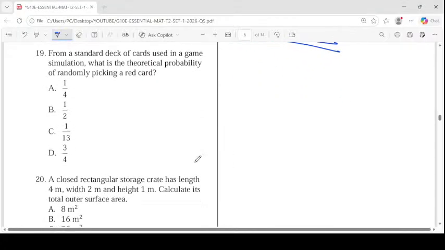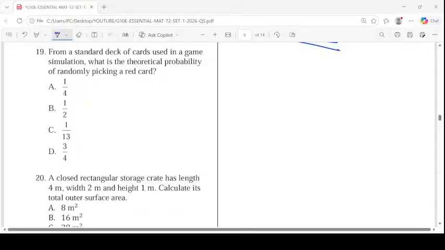Question number 19, sorry. From a standard deck of cards used in a game simulation, what is the theoretical probability of randomly picking a red card from a standard deck of cards?